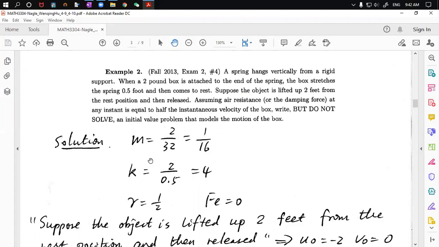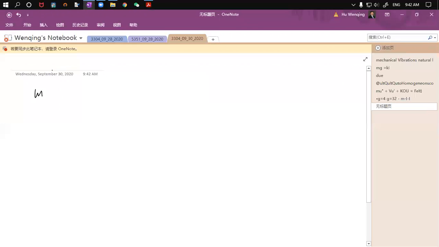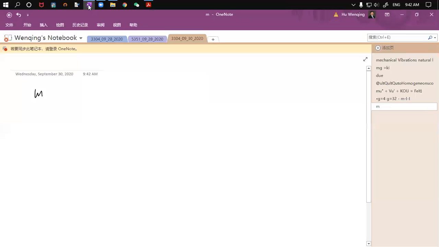So you want to read the data. How do you determine the mass? It says that the 2-pound box is going to stretch the spring by 0.5 feet. So that says mg is equal to 2 pounds.